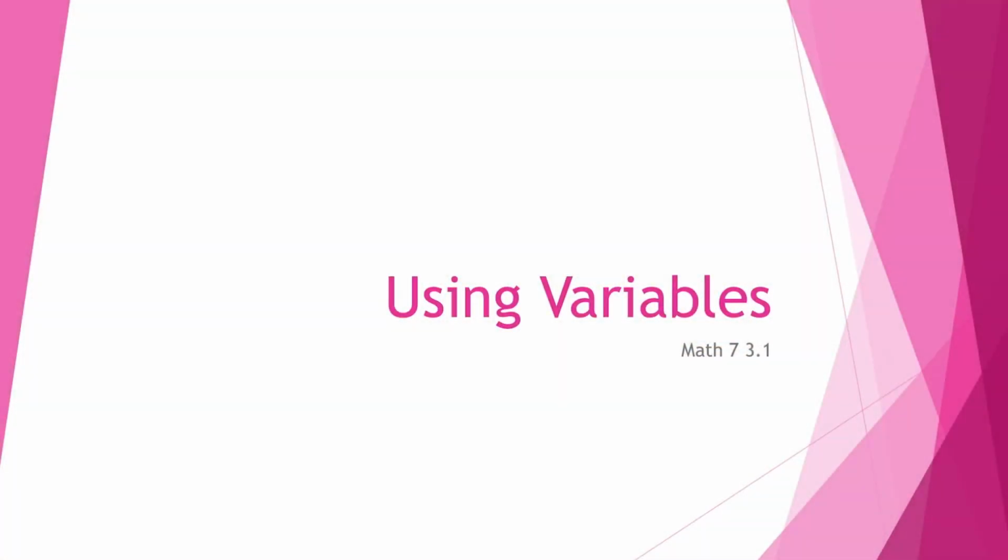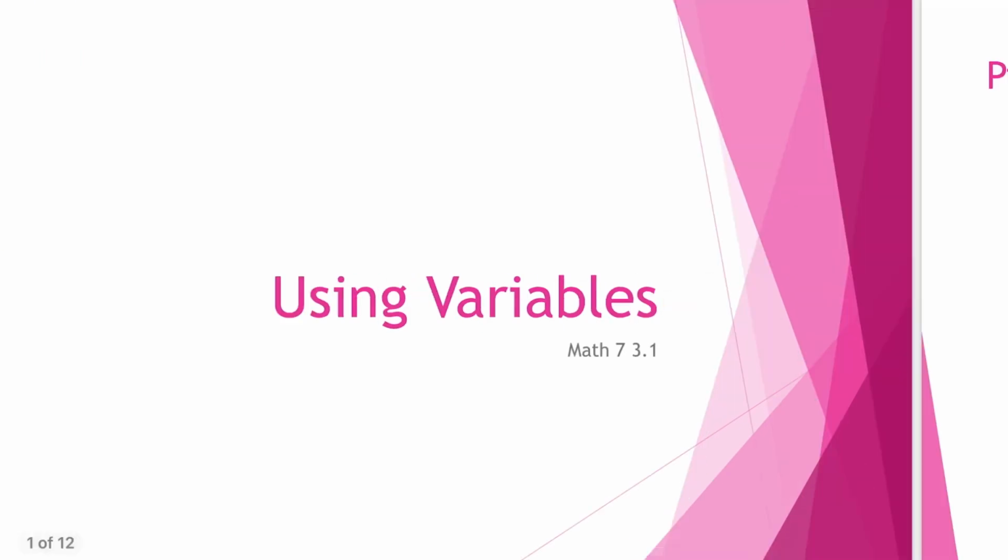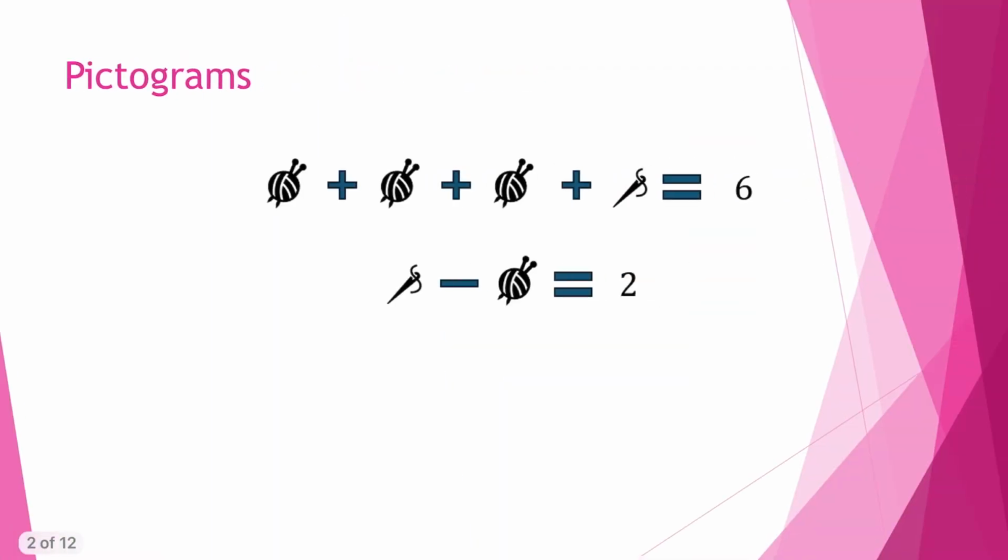Today we're going to be talking about variables and why we use them so much in mathematics and where they come from. So to start off, we're going to look at these pictograms here. I want you to pause the video and see if you can figure out what each spool of yarn is equal to and what the needle is equal to. So go ahead and pause.